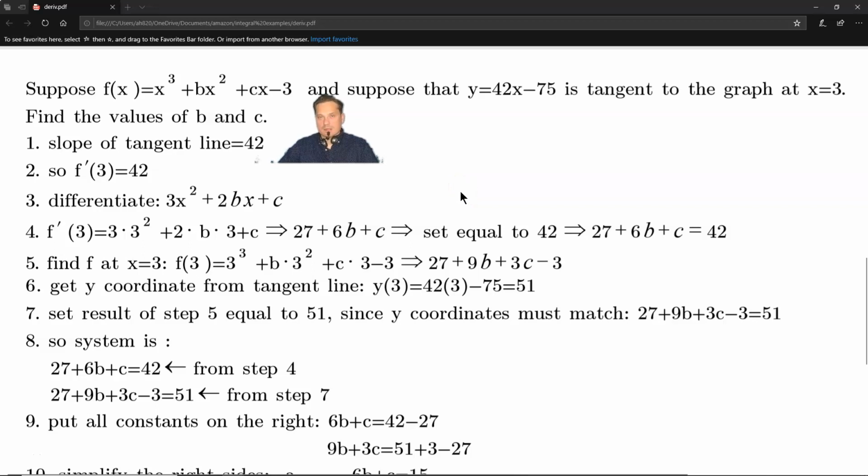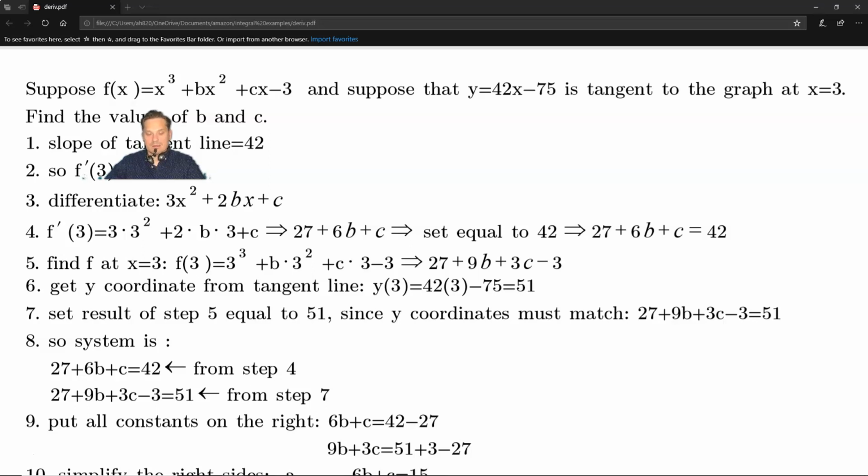Hello friends, in this one let's take a look at solving this little puzzle. So what we have is the following. Suppose f of x equals x cubed plus bx squared plus cx minus 3. And then suppose further that y equals 42x minus 75, just some random numbers, is tangent to the graph at x equals positive 3. Basic question: find the values of b and c.